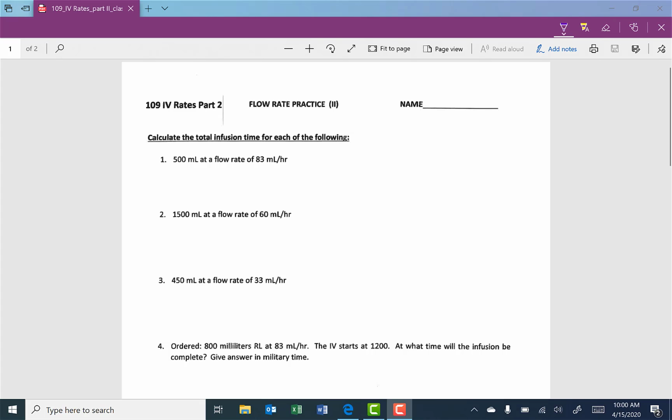So we start with 500 milliliters and the flow rate is 83 milliliters per hour. And we want to know the total infusion time. So how long is it going to take to infuse the 500 milliliters into somebody if they're getting 83 milliliters each hour? Now, to some of you, that makes sense, but why not just divide it? And you would be exactly right. You would take 500 divided by 83 and you'd have your answer.